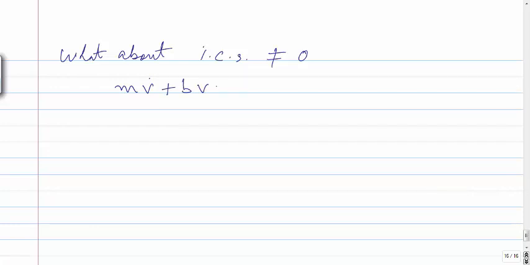Okay. Let's see if we have initial conditions and how we solve the problem. What about non-zero initial conditions, or initial conditions that are not equal to 0? Let's consider the same problem, that is m v dot plus b v is equal to 0, because we are interested here in the initial condition solution of this differential equation, and we put the input to the system as 0.